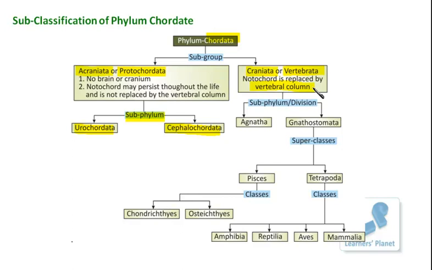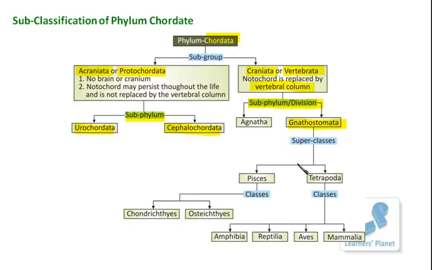Now further, these vertebrates may have jaws or the jaws may be absent. So depending upon whether they have jaws or not, they are further divided into two subphylums or divisions. And these divisions are Agnatha and the Gnathostomata. So Agnatha means that the jaws are absent.